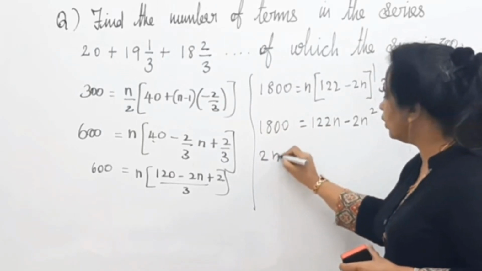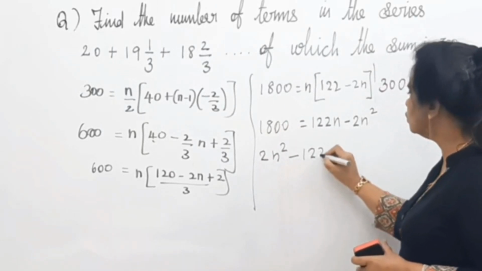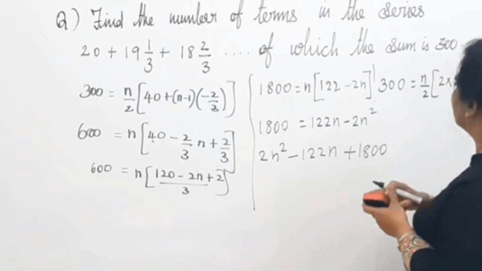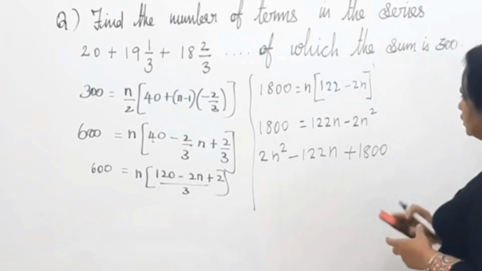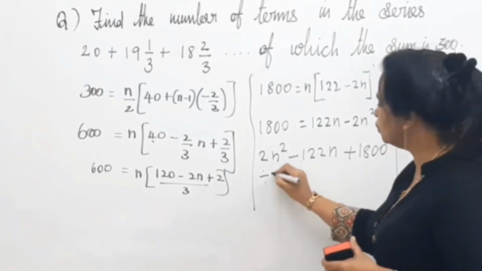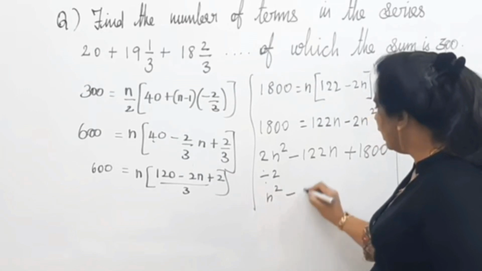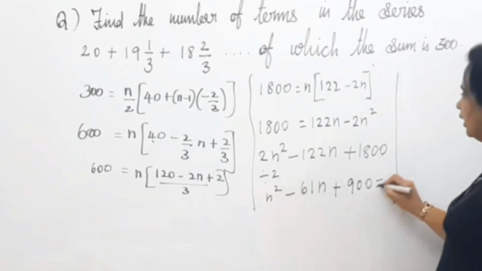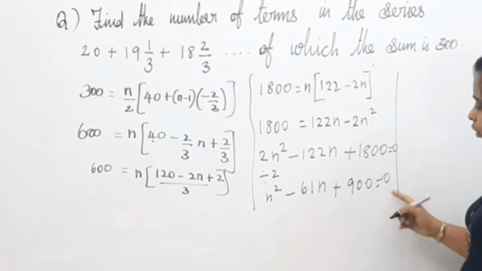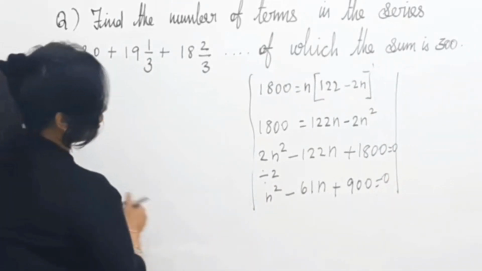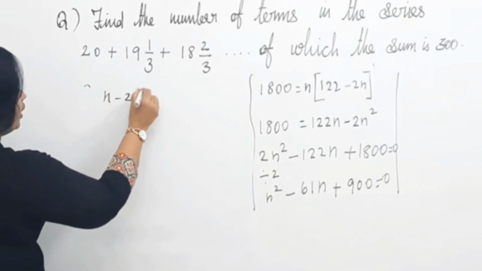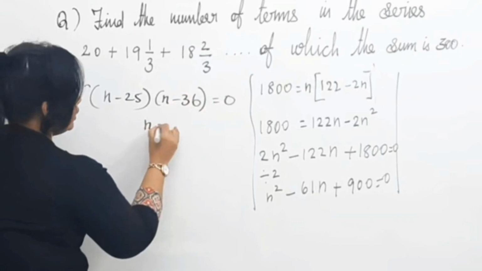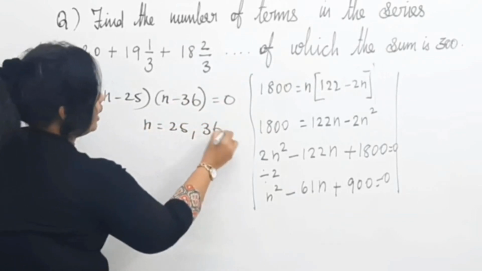So I bring my quadratic equation: minus 2n square plus 122n minus 1800 equals 0. I get my equation after simplification, dividing by 2. I get n square minus 61n plus 900. That's my equation equal to 0. Now on simplification, I get n minus 25 into n minus 36 is equal to 0. That means n is equal to 25 and 36.